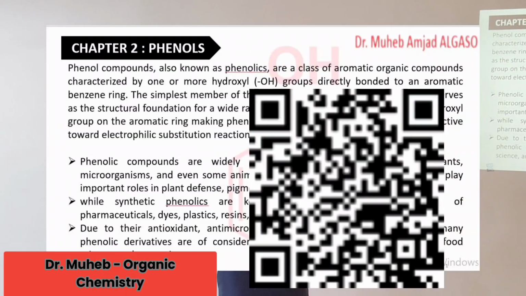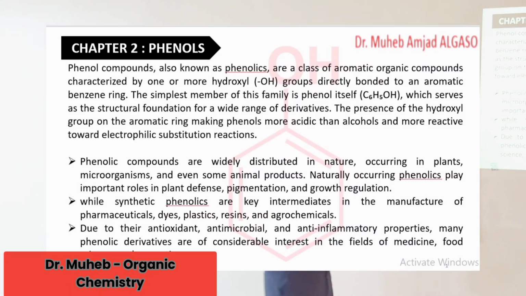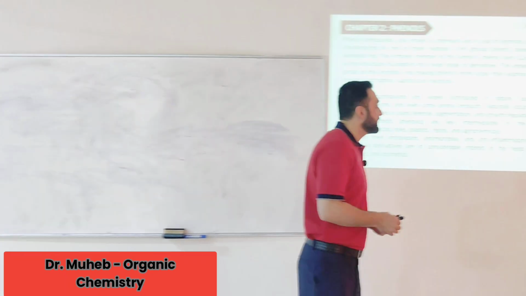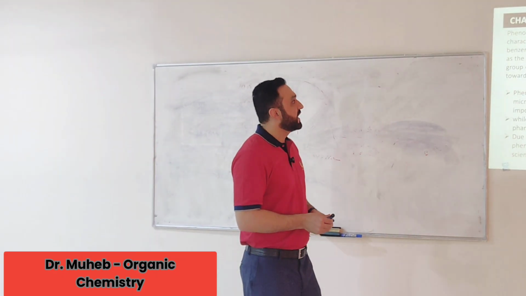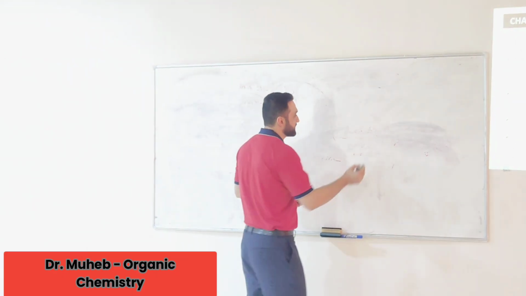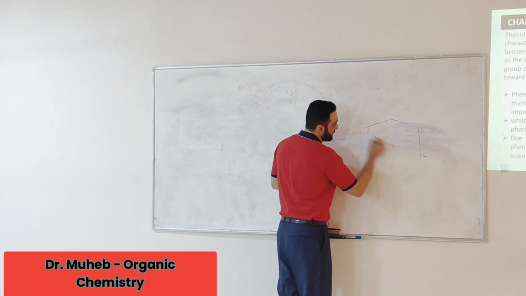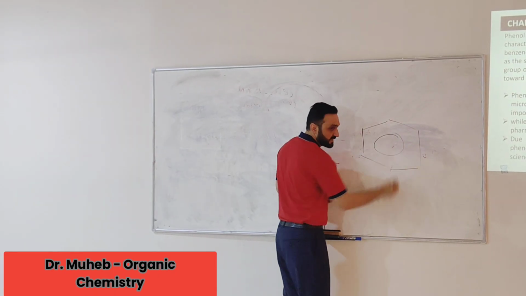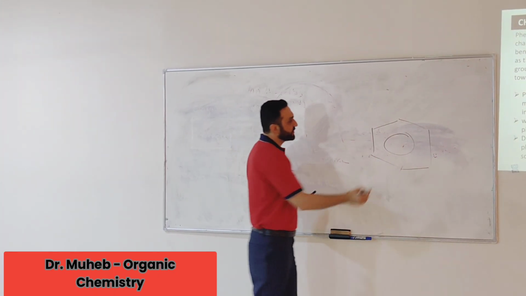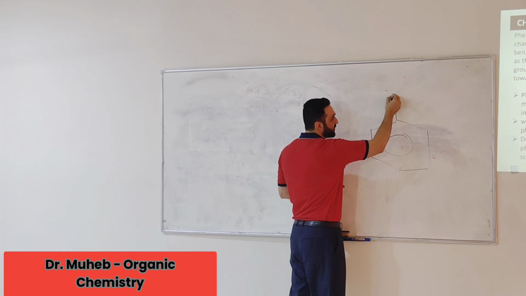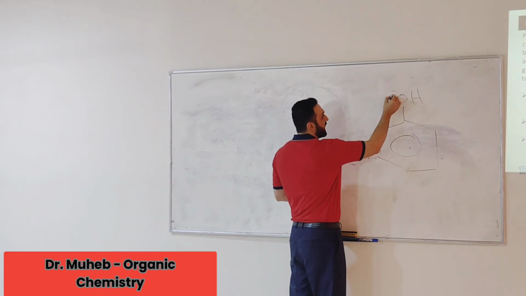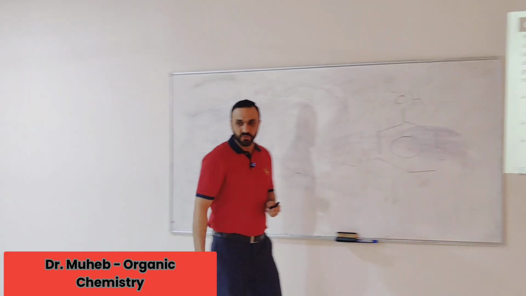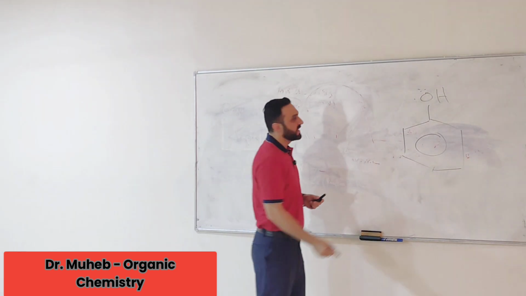Phenols, as you know, this is the second chapter from organic chemistry, and we start from phenol, okay? And as you know, phenol is a benzene ring substituted with what? With a hydroxyl group, okay? This hydroxyl group has unshared electrons, two pairs of unshared electrons.